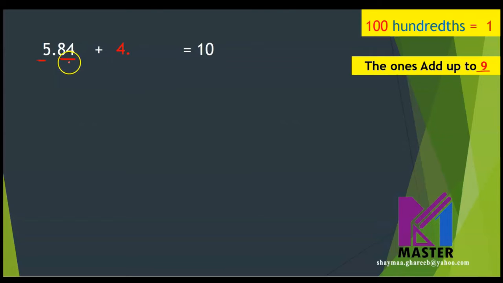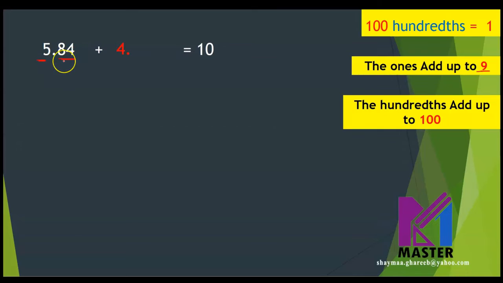Then I will look at the decimal part, which is 84 hundredths. And we said the 84 needs 16 hundredths, so that both of them form 100 hundredths, which is number 1. We can also say if we add up these two digits together, the digits in the hundredths place form number 10. And the digits in the tenths place form number 9. And the digits in the ones place form number 9.